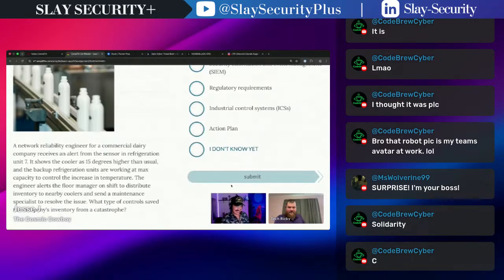A network reliability engineer. I don't think I've heard of that either. These are some awesome titles, dude. So, a network reliability engineer for a commercial dairy company receives an alert from the sensor in refrigeration unit 7. It shows the cooler as 15 degrees higher than usual, and the backup refrigeration units are working at max capacity to control the increase in temperature. The engineer alerts the floor manager on shift to distribute inventory to nearby coolers and send a maintenance specialist to resolve the issue. What type of controls saved this company's inventory from catastrophe?